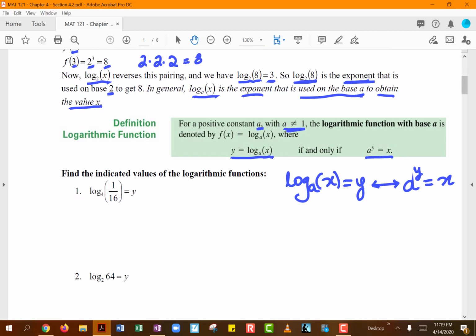Okay, so they're asking us basically to solve these logarithmic functions here. So what's going to happen is we are going to have to rewrite these logarithmic functions into the exponential form to solve them.